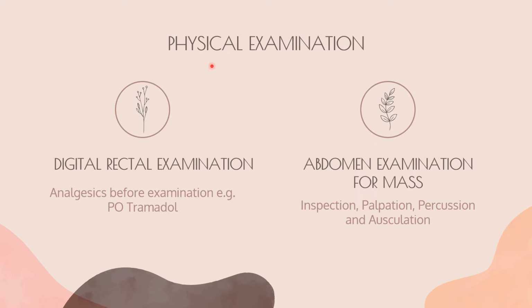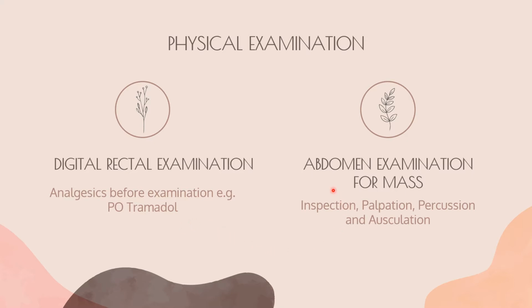There are two main aspects for physical examination in such patients. They are digital rectal examination and abdomen examination. Digital rectal examination is usually not possible due to pain. However, if it's feasible, you may give analgesic before the examination, for example, oral tramadol, and wait for 10 to 20 minutes before you examine the patient.